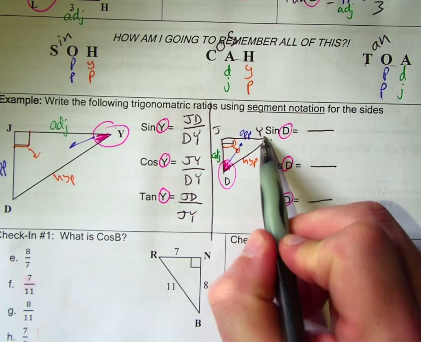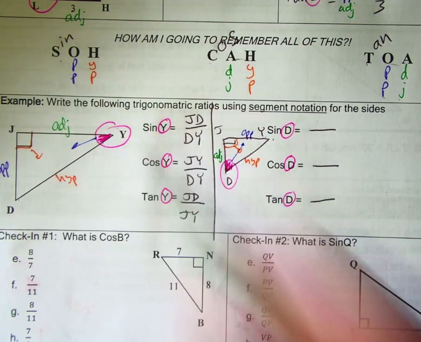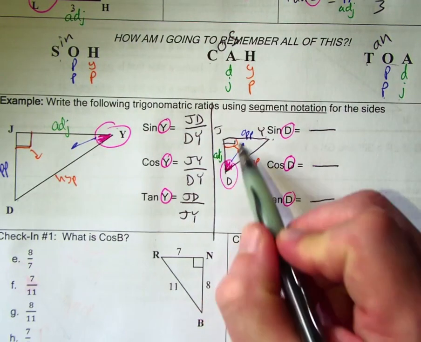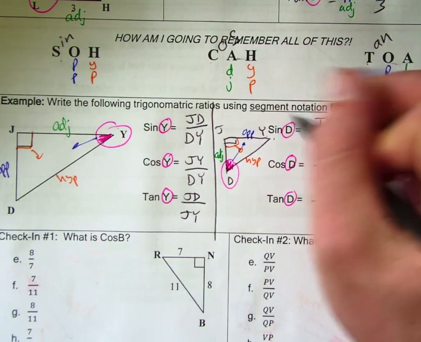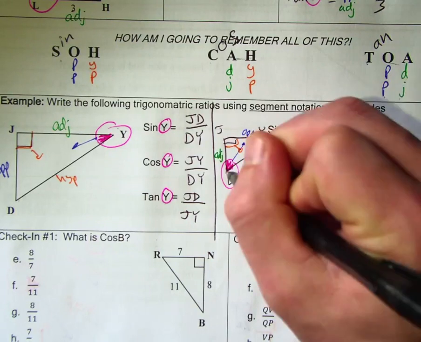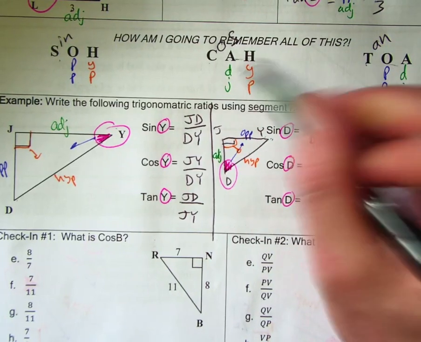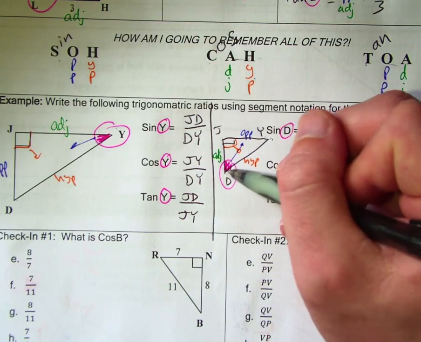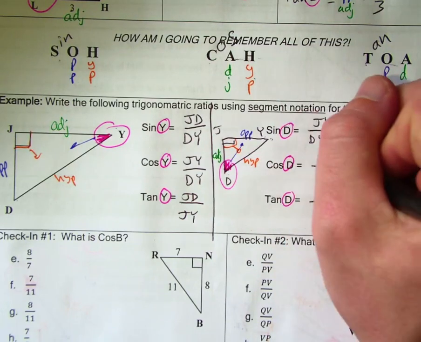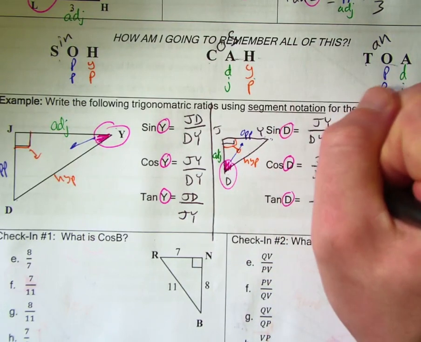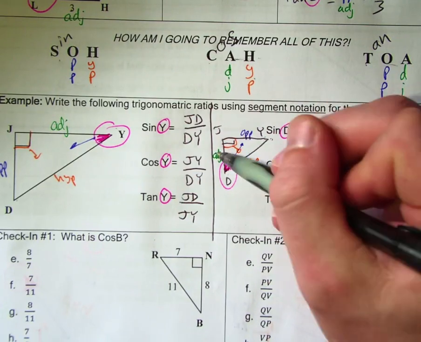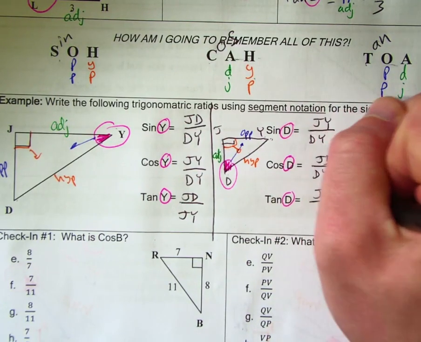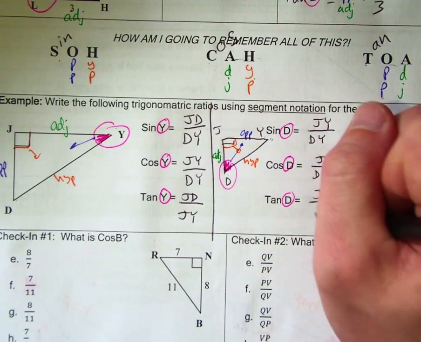Sine of D, the S goes with the SOH. That's opposite over hypotenuse. So we can say the opposite from D is JY. My hypotenuse is DY. Cosine is CAH, meaning adjacent over hypotenuse. So from D, the adjacent is JD over DY for the hypotenuse. And finally, tangent is opposite over adjacent. So it's going to be JY over JD.